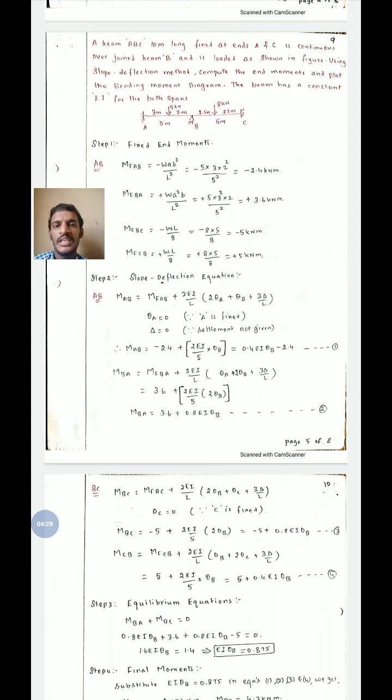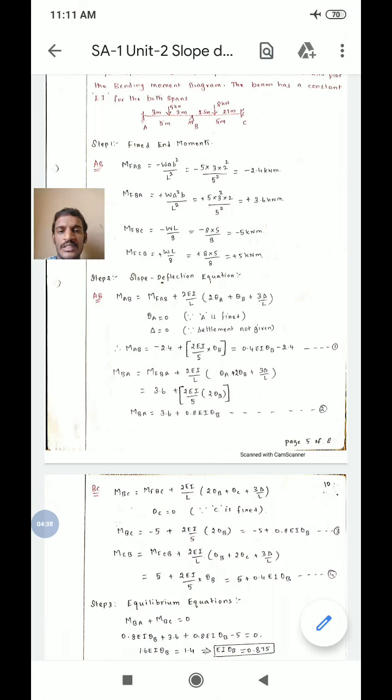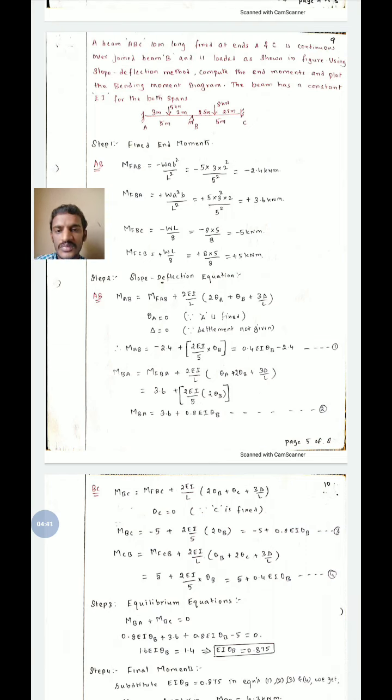Similarly, for the BA portion, MBA equal to M of BA plus 2EI by L bracket 0 theta A plus 2 theta B plus 3 delta by L. The B end is considered as a continuous end, therefore it is kept the same. The A end is fixed, therefore theta A is equal to 0. Delta is not given, therefore delta is considered as 0. By substituting those values, we get MBA as 3.6 plus 0.8 EI theta B as the second equation.